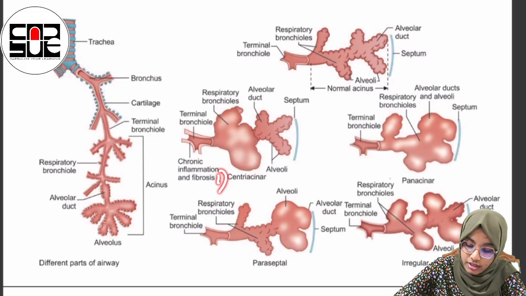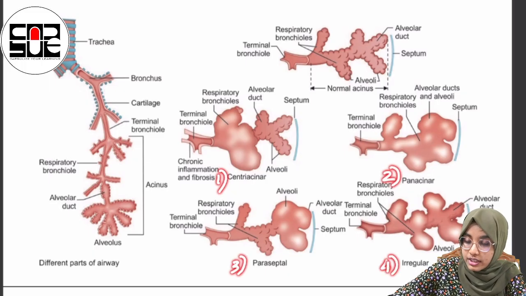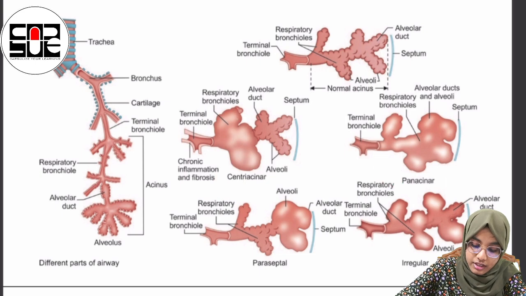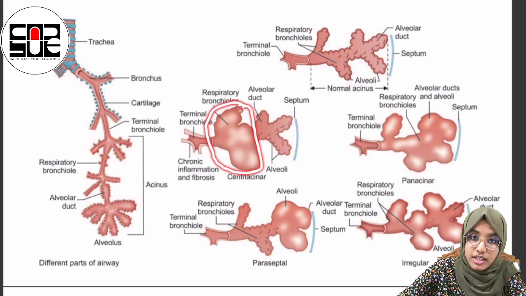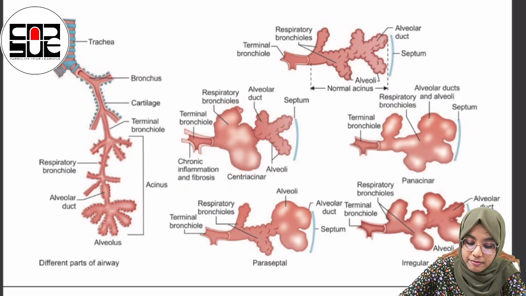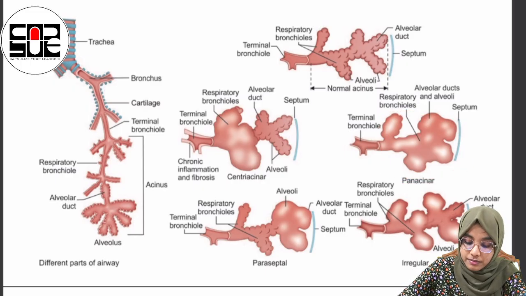There is centriacinar, panacinar, paraseptal, and irregular. In centriacinar emphysema, we can see that the proximal part or the central part of the respiratory acinus is affected, which is the respiratory bronchioles. And in panacinar emphysema, we can see that the whole part of the acinus is equally affected.